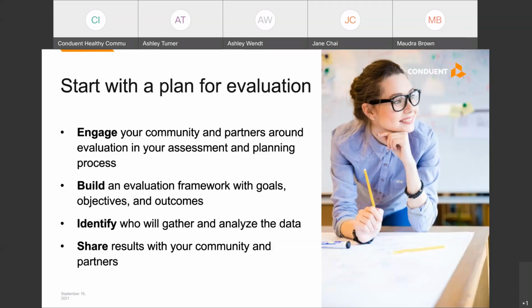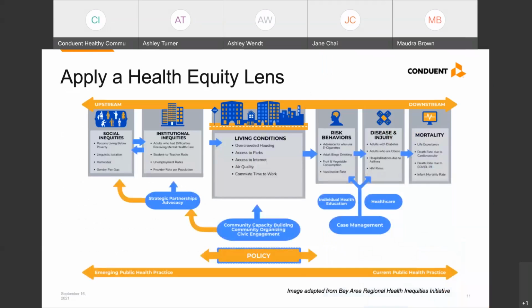One thing we want to caution you against is parachuting in and out of evaluation activities, collecting data from community members and partners, but not sharing back our analysis and results. Discussing your evaluation plan from the very beginning is a good way to build some accountability for yourself and your community partners. Jane, can you speak to our efforts around health equity and how Conduent has incorporated that lens into the work we have done with our clients and their communities?